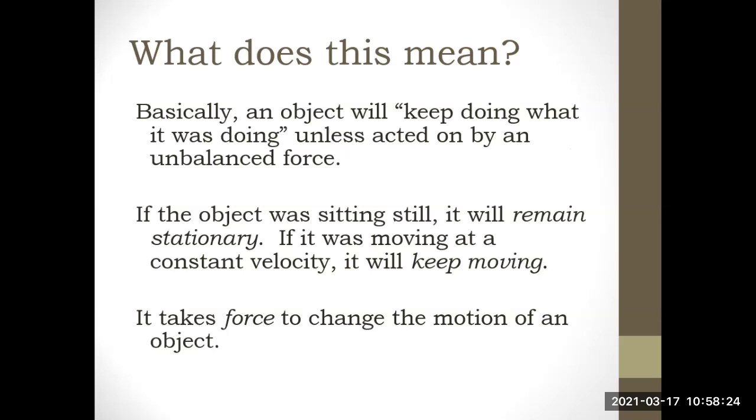Okay. If the object was sitting still, it will remain stationary. If it was moving at a constant velocity, it will keep moving only. So it takes force to change the motion of an object. So what we learn from Newton's first law, students, is that to change their motion, to change their states, we require a force. It takes a force to change the motion of an object. Okay, so I hope you all have understood now what Newton's first law wants to explain to us, right?